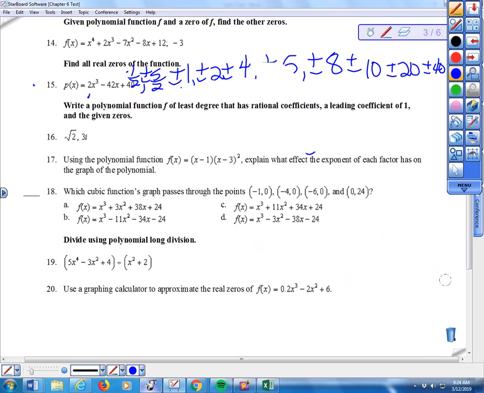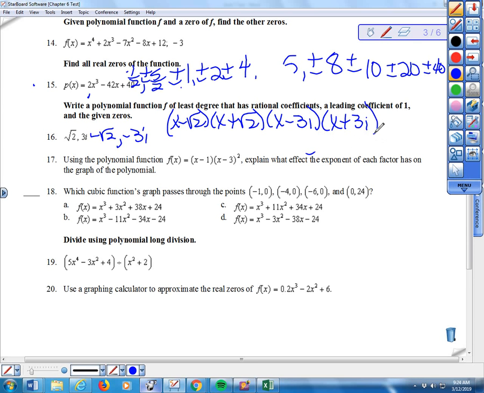All right. I gave you a hint on this one too. I asked, are there only 2? No, remember, if there's an irrational root or an imaginary root, they always come in pairs. So I also know I have negative square root of 2 and negative 3i. I also told you, write them as factors and then multiply. So how do I write these as factors? X minus the square root of 2, x plus the square root of 2, x minus 3i, x plus 3i.